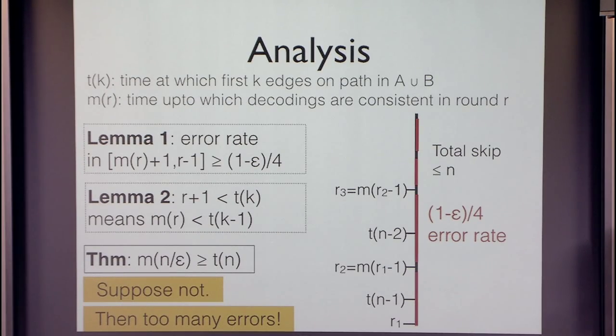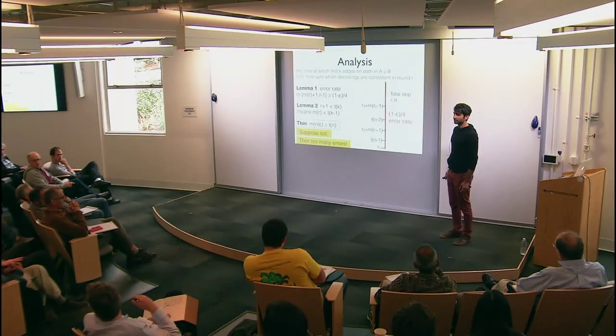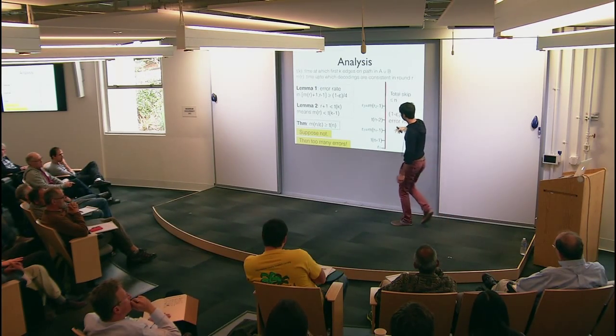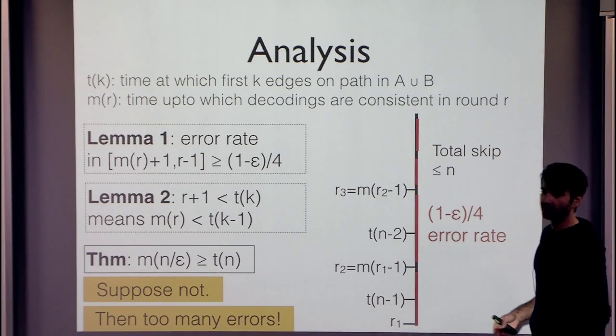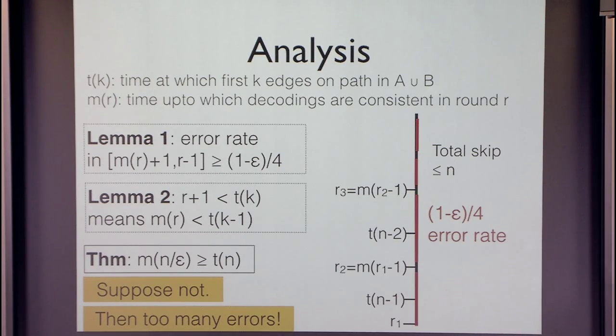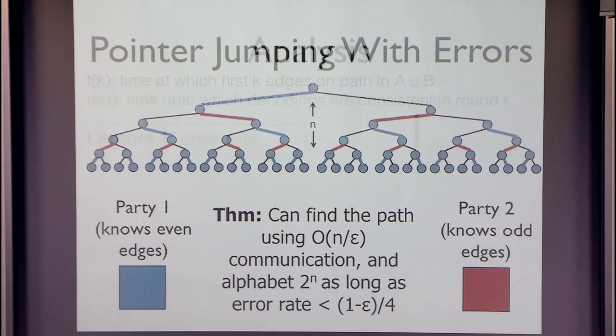Why do you need to run n over epsilon rounds? Because you need that your original protocol take only epsilon fraction. Exactly. So you need the blow up in the communication to be large enough so that these black parts are not a large fraction of the entire communication. So that's the basic idea.